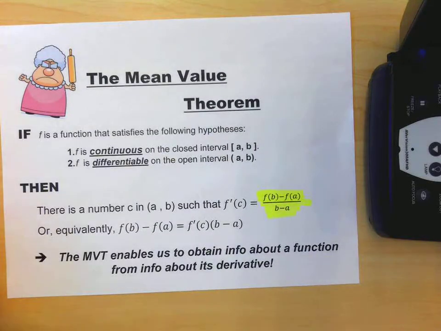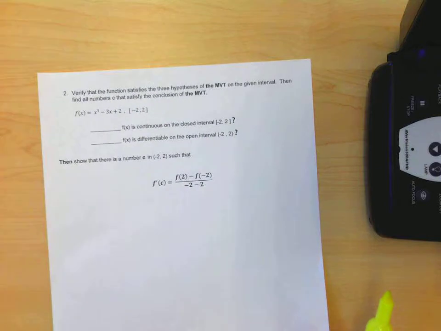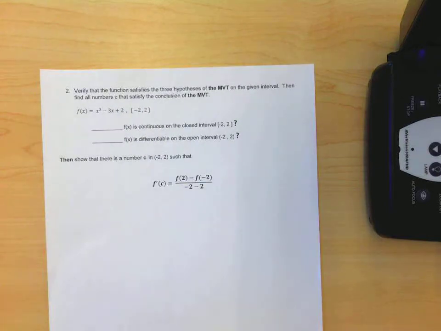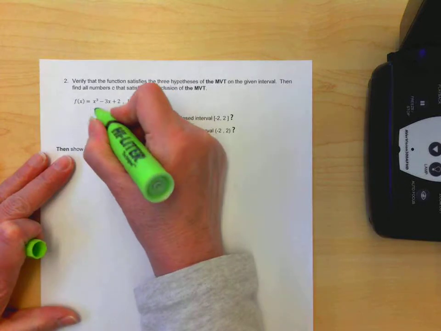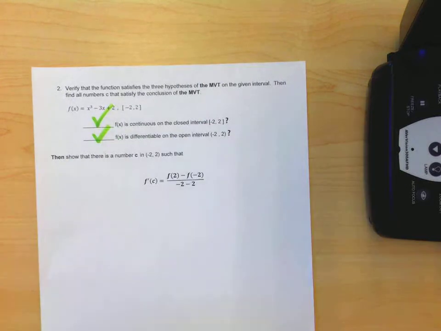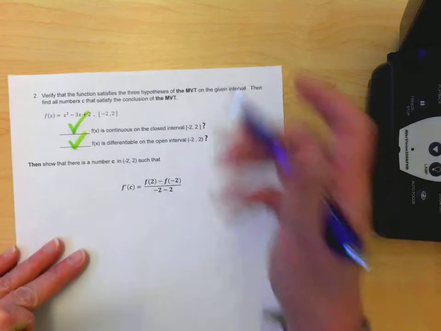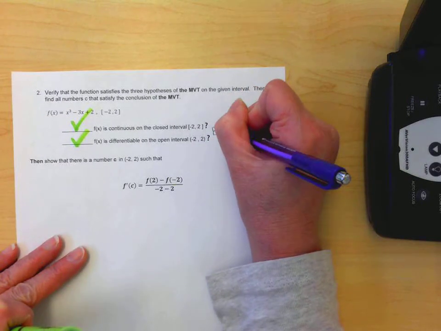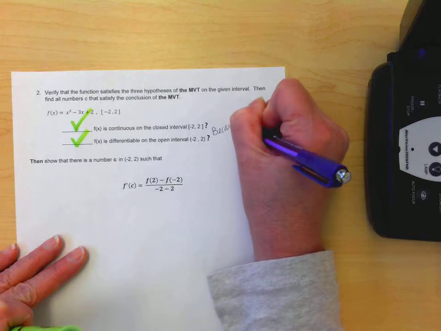And here's the question. Verify that the function satisfies the 3 hypotheses of the mean value theorem, and then find all the numbers that satisfy the conclusion. So all the numbers such that the derivative is equal to the slope of the secant line. So here's the work with x cubed minus 3x plus 2. It's a polynomial, so we know that it is continuous and it is differentiable. How do we know that? We can say because it's a polynomial.